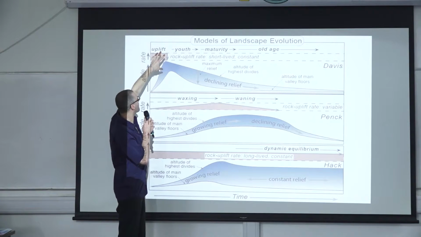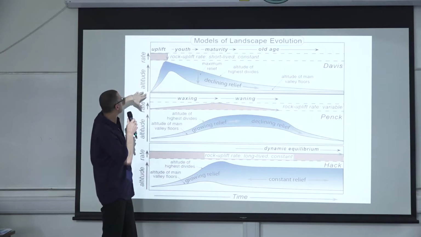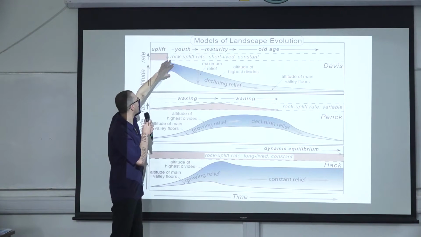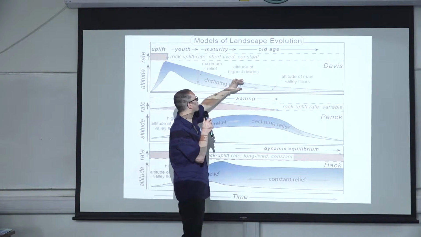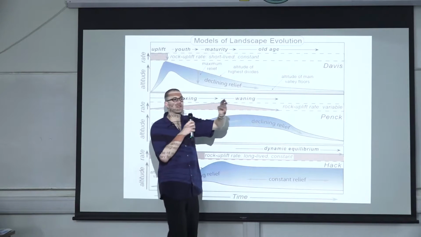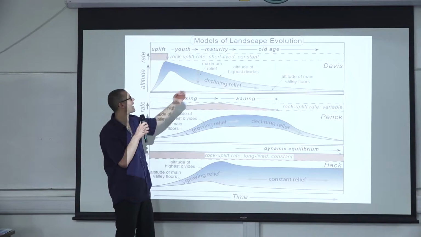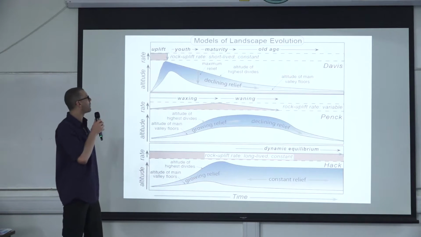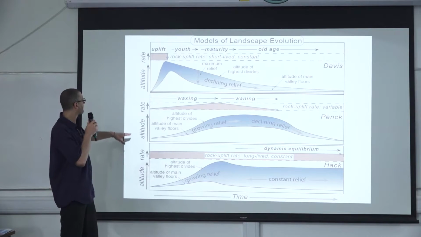This is the relief, by the way, this blue line. So you had an uplifting mountain belt, you started to incise, and eventually the incision led to erosion of the entire peaks as well. So you had a decaying mountain range as well. This is the classic Davis model when you had a constant uplift rate.